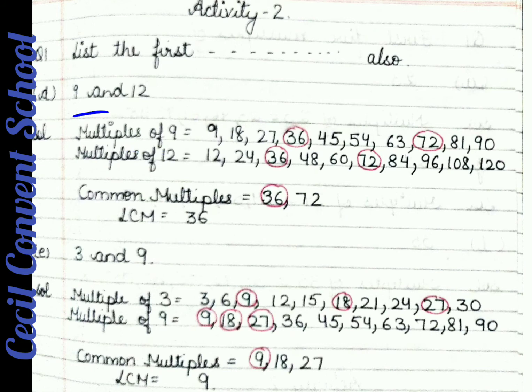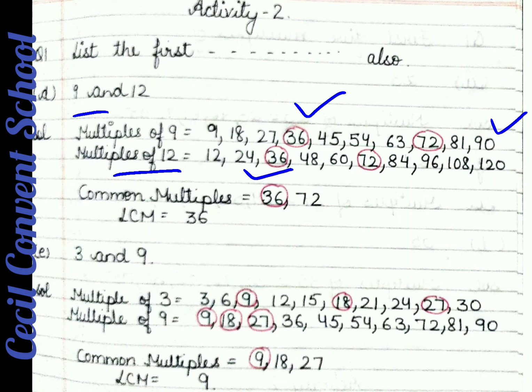Write the full table till 10. Clear? Then you write down the table of 12. As I have written 12, 24, 36, 48. Full table I have written. Now see which number is common in both the tables. 36 means 36 is coming in the 9 table and also in the 12 table.